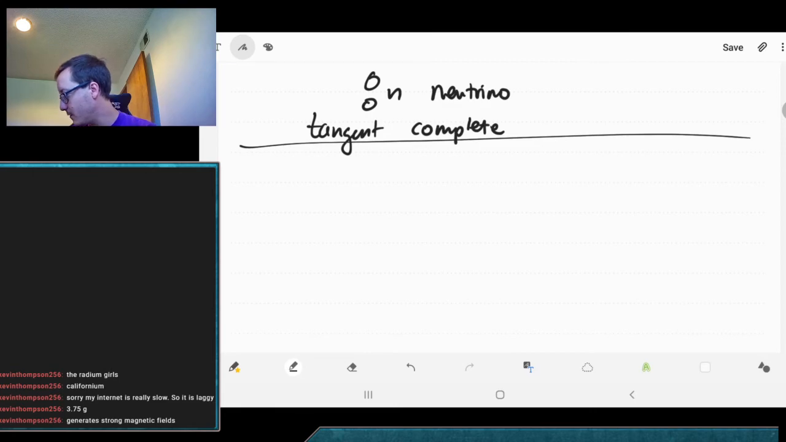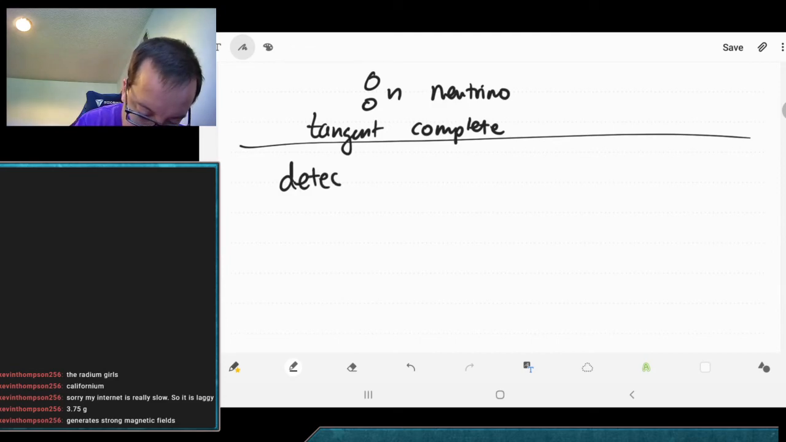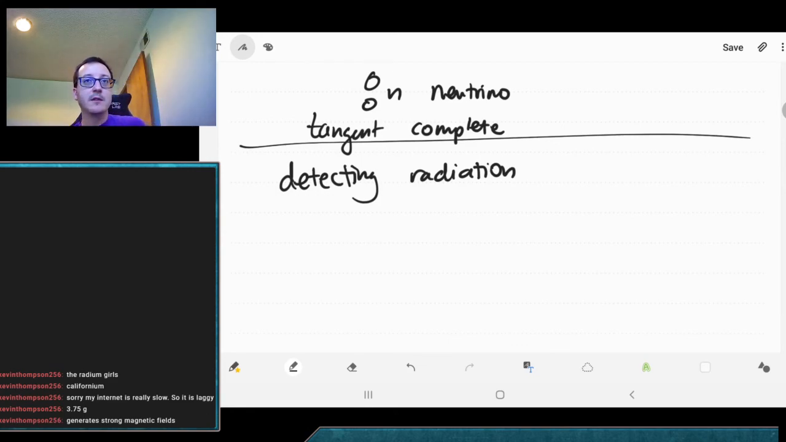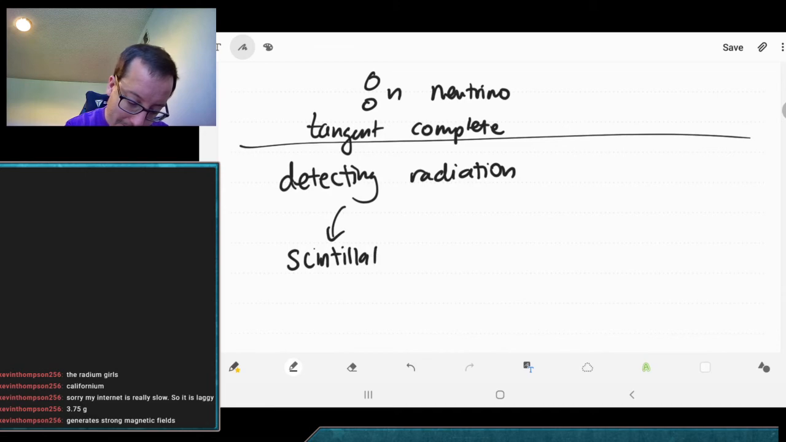Where were we? We talked about half-lives. Okay, let's talk about how we detect radiation. Oftentimes, we kind of have two main ways of looking at them. The most common one is the scintillation counter. And there's also a Geiger counter.